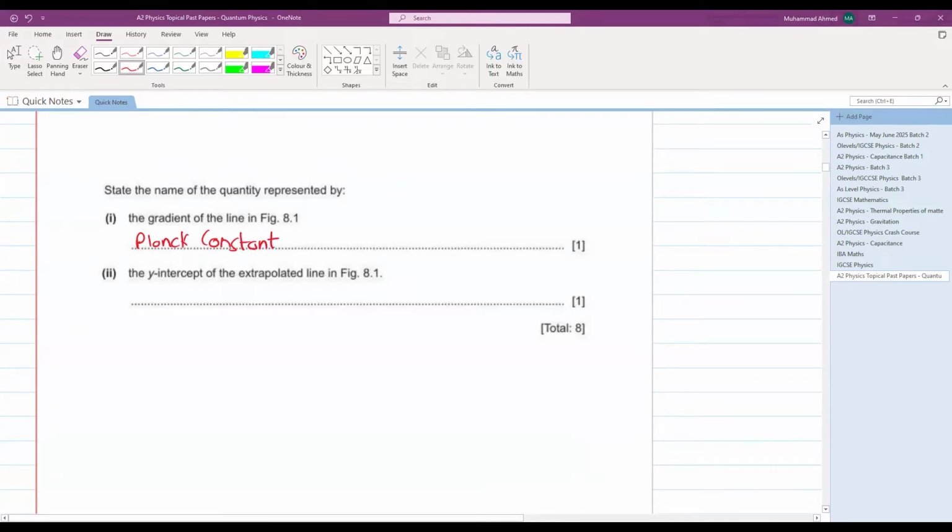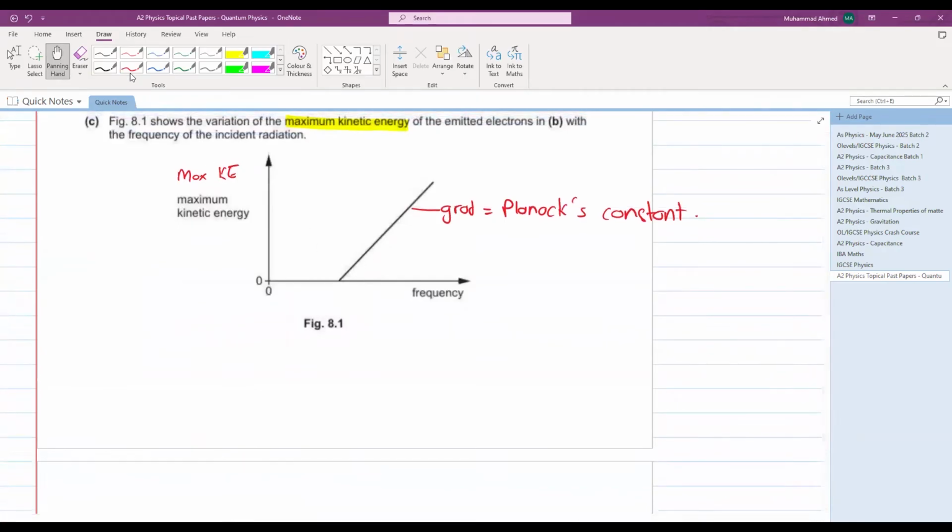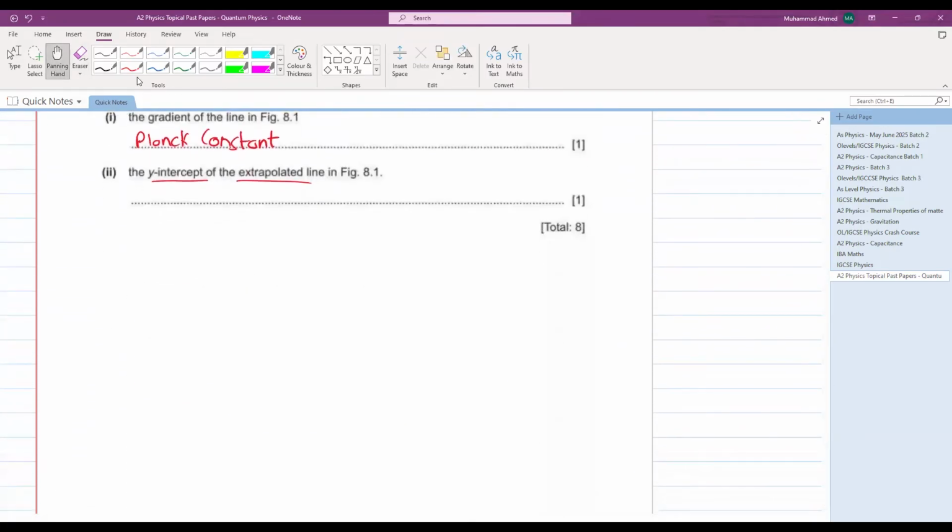Do you guys remember what used to be the y-intercept of this line? Let's say if I extend this here, what used to be this point? This point used to be the negative work function. So you can write it as well: this will be your negative work function. Simple as that. Let's move on to the next question.